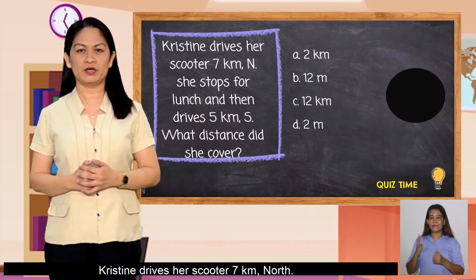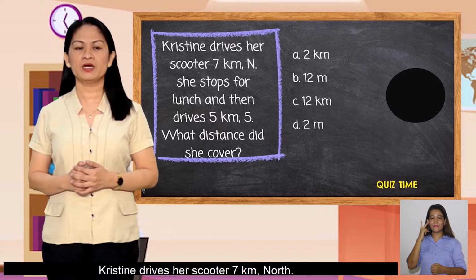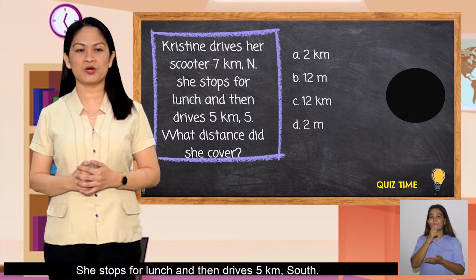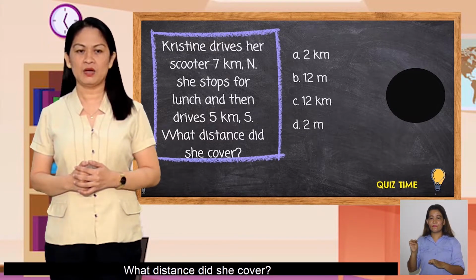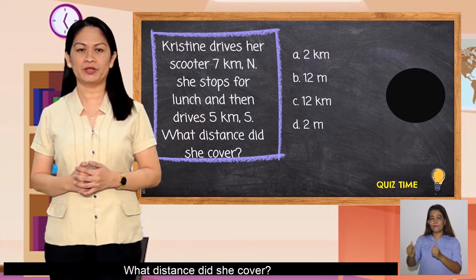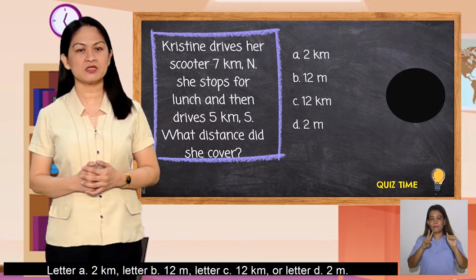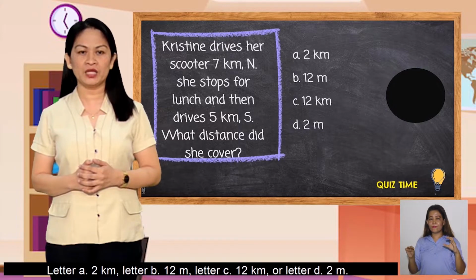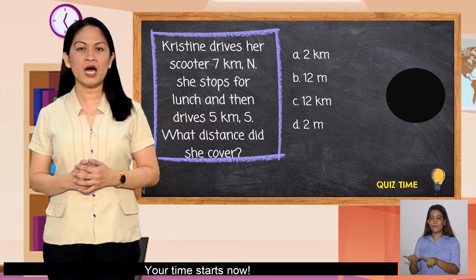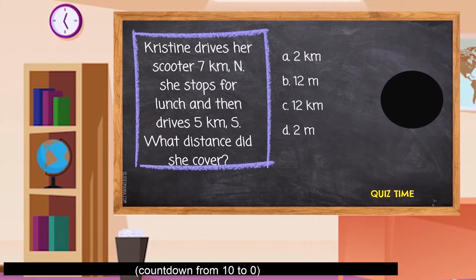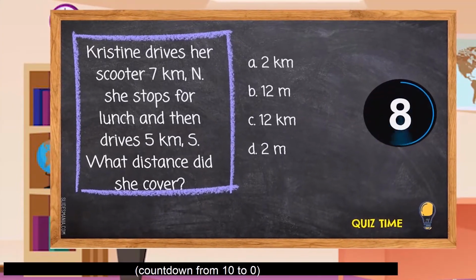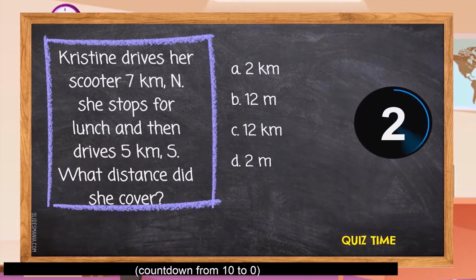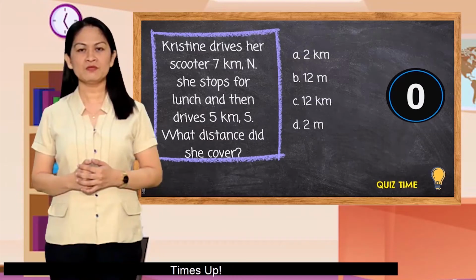Question number 4. Christine drives her scooter 7 kilometers north. She stops for lunch and then drives 5 kilometers south. What distance did she cover? Letter A, 2 kilometers. Letter B, 12 meters. Letter C, 12 kilometers. Or letter D, 2 meters. Your time starts now. Time's up.